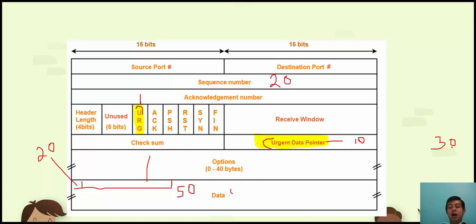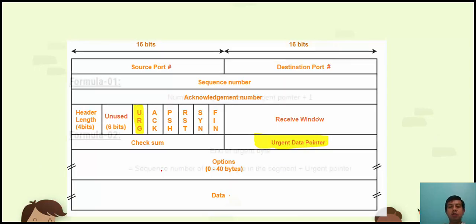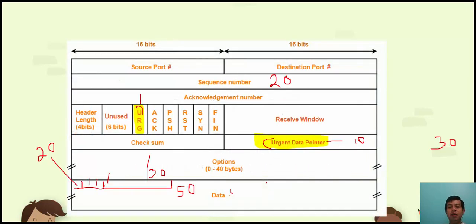That is, up till the 30th byte we have urgent data. That means byte number 20, byte number 21, 22, 23, 24, 25, 26, 27, 28, 29, 30. So up till byte number 30 I have urgent data. So this also calculates the end of the urgent byte. If you look at it, they both indicate the same thing. I can directly say whatever the urgent data pointer is, this plus 1 is the total urgent data, and also if I add the sequence number to this urgent data pointer field, it will indicate where my urgent data ends.